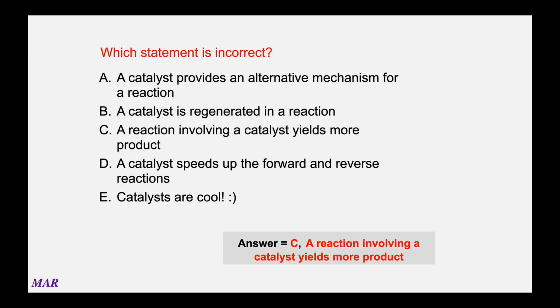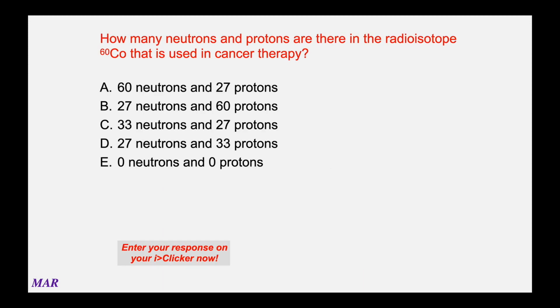They're pretty cool. How many neutrons and protons are there in the radioisotope 60 cobalt, which is cobalt 60? And cobalt 60 is used in cancer therapy. One of these answers is correct. I'd like you to try and figure out which one it is. You can pause the video, unpause it when you want to talk about the actual answer. Pause the video now.